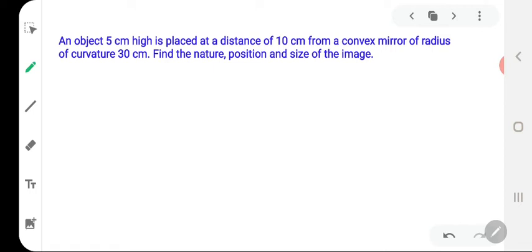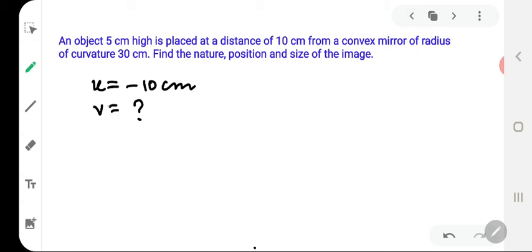I am reading out the question. An object 5 cm high is placed at a distance of 10 cm from a convex mirror of radius of curvature 30 cm. Find the nature, position and size of the image. So here again we shall follow the same logic. What is provided in the question? It is given object distance. Object distance is minus 10 centimeter. Image distance we have to find out.